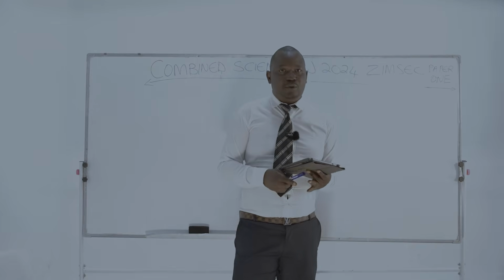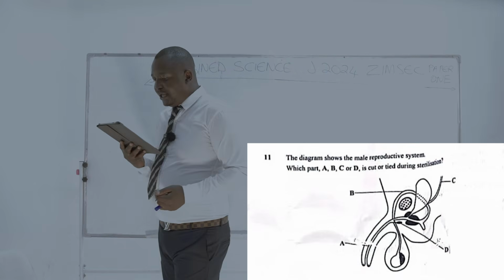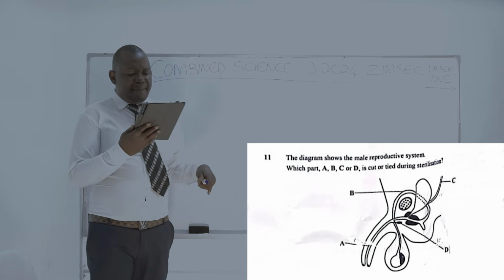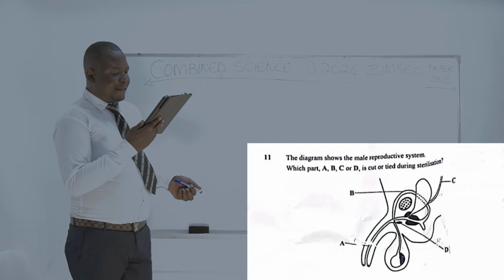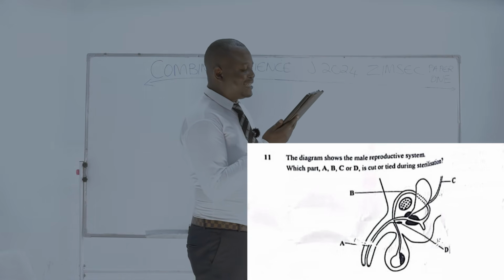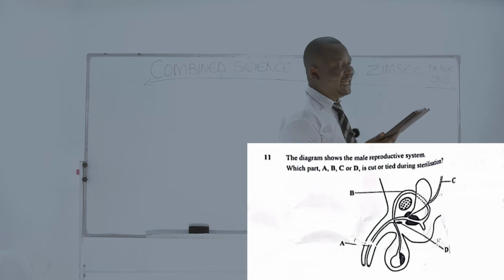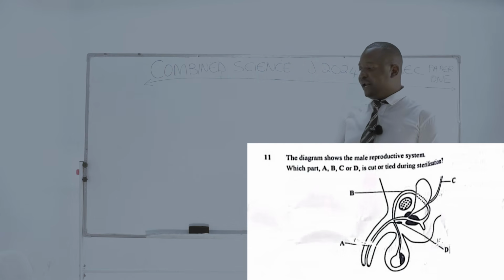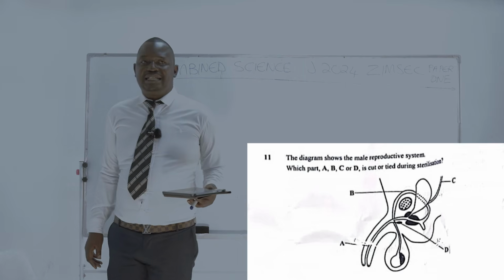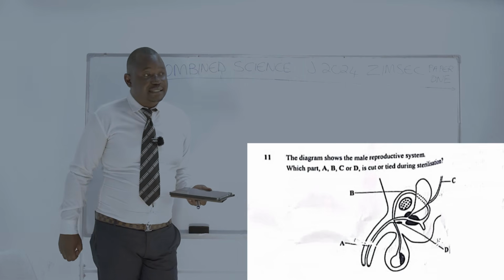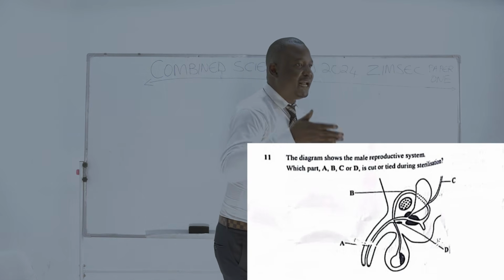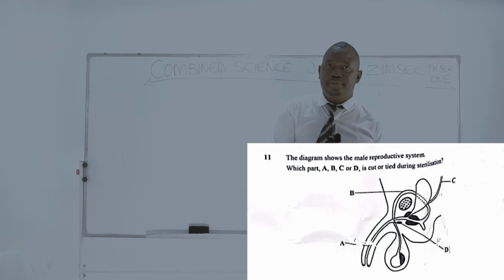Right. Let's move on to question 11. The diagram shows the male reproductive system. Right, the male reproductive system. Which part, A, B, C, or D, is cut or tied during sterilization? Right, sterilization is a method of contraception, and it is permanent. Contraception methods are meant to prevent unwanted pregnancies.